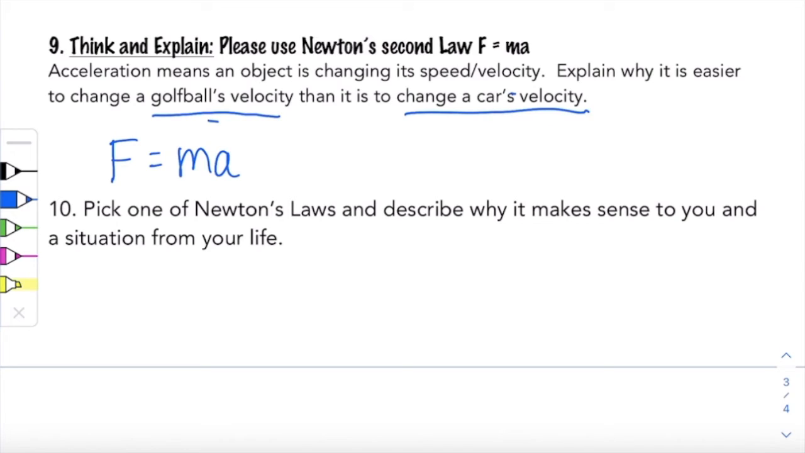Well, a golf ball has a really small mass, m. So that means it's going to take a smaller force to make it change its velocity. That's why Newton's second law says F equals ma. If you put a force onto that golf ball, it'll have a pretty big acceleration. But the car has a really big mass, which means if you put a force onto it, its acceleration is going to be smaller. So it's easier to accelerate the golf ball because the mass is so small.